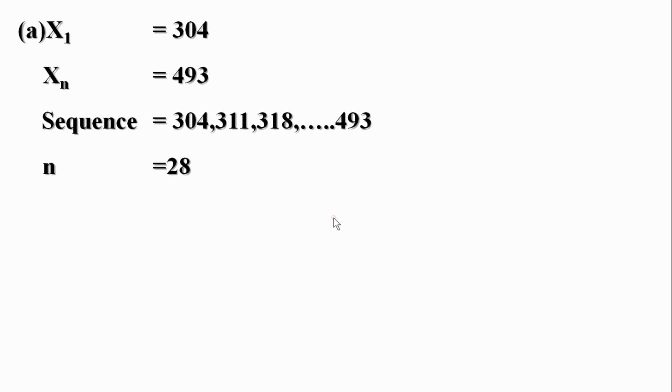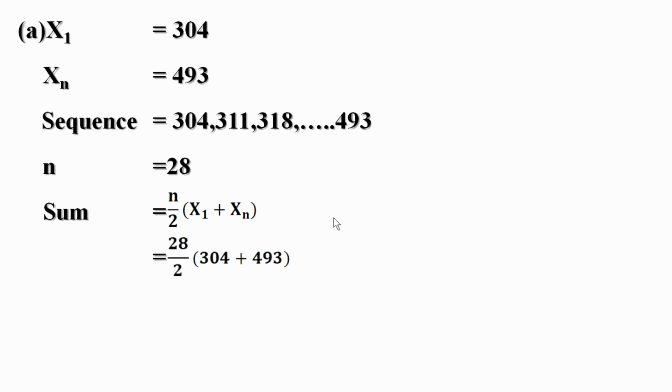Now to find the sum, n by 2 into first term plus last term. Here n is 28, first term is 304 and last term is 493. So it can be written as 28 by 2 into 304 plus 493. Now 28 by 2 is 14. 304 plus 493 is 797. So that's equal to 14 into 797, and that is equal to 11,158.